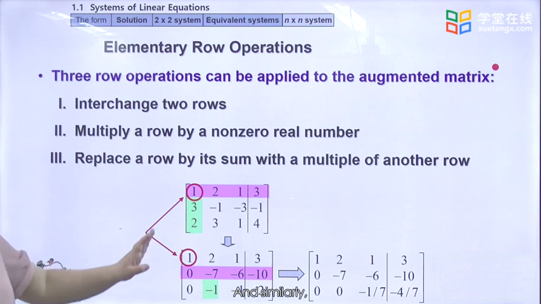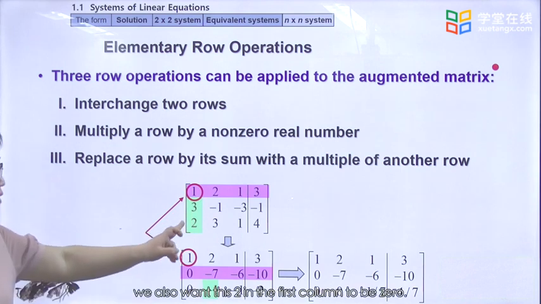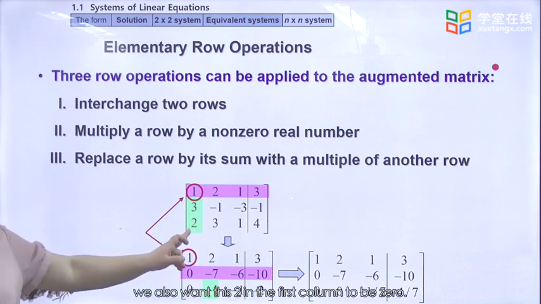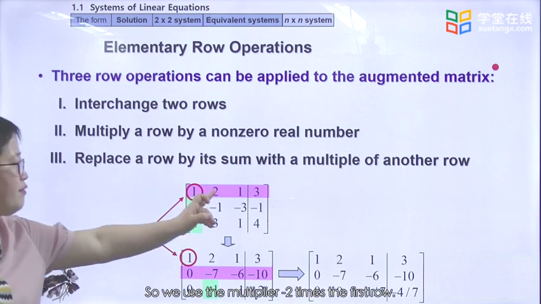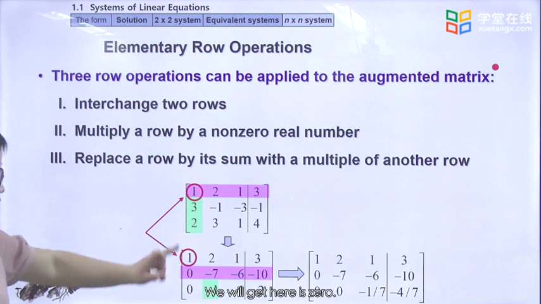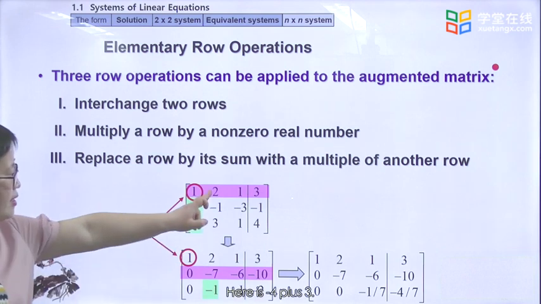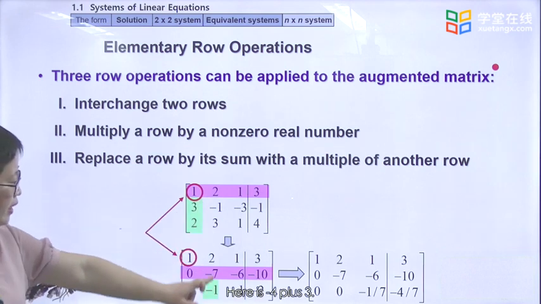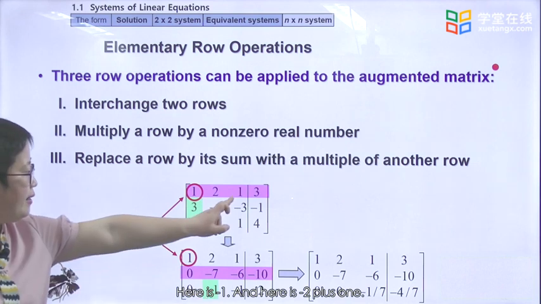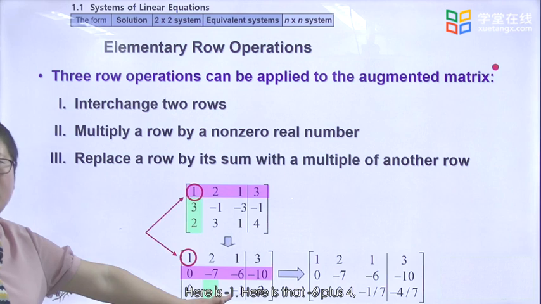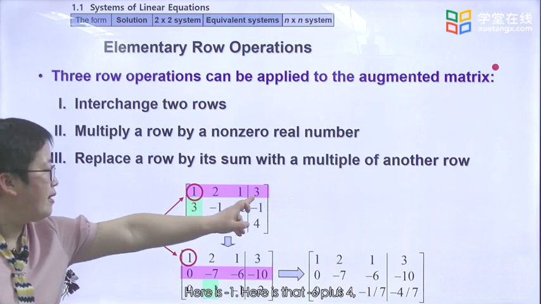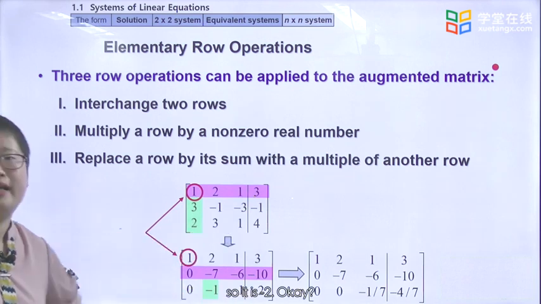Similarly, we also want this 2 in the first column to be 0. So we use a multiplier of -2 times the first row. We will get 0 here, -4 plus 3, which is -1, and here -2 plus 1, which is -1. Here is -6 plus 4, so it's -2.